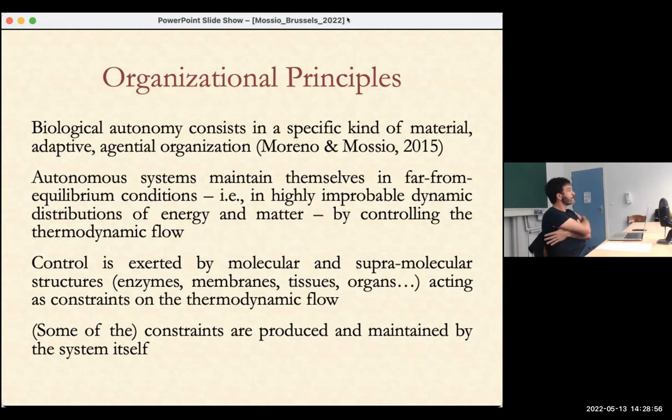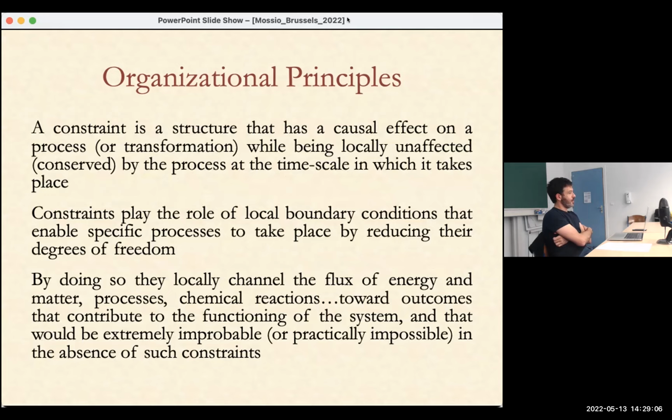If I understand well, your concept of constraint is not just limiting the normal flow, but it's also kind of canalizing, guiding, or stimulating the flow. Yeah. Okay. We have provided a formal definition of a constraint. It's fundamentally what you are saying. So I put a bit more here. A constraint is a structure that has a causal effect on a process. So you have to identify a process or a transformation at the relevant time scale, which requires defining a time scale. And a constraint is an entity that modifies this process in different ways, while being locally unaffected. So there is a property of conservation that can be ascribed to the constraint at the relevant time scale of the process in which it takes place.